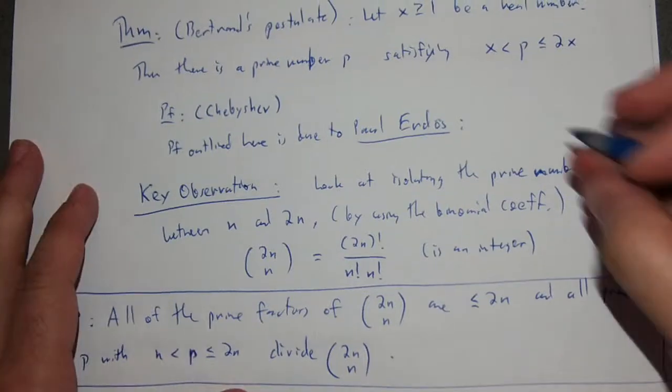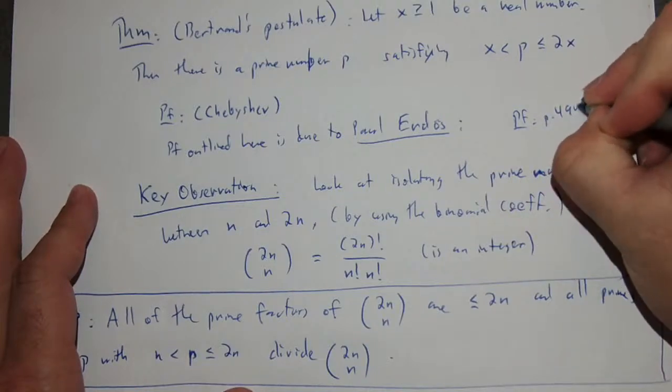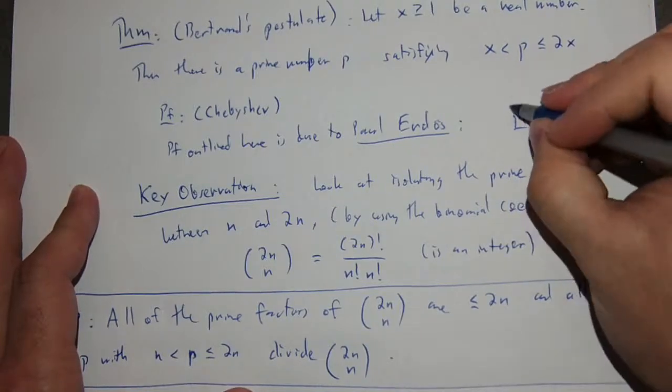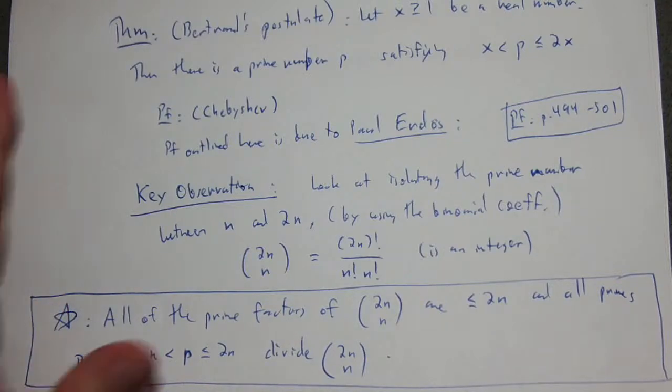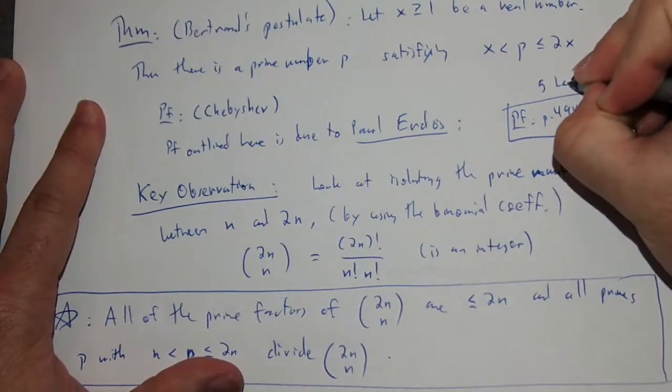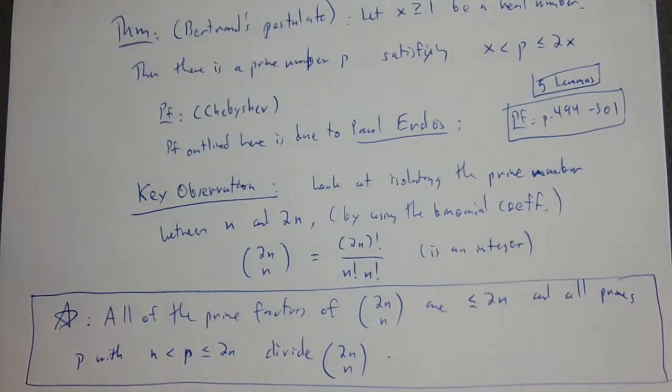So the proof is from page 494 to 501. If you wanted to have a look at how it's done, 5 lemmas are used. So if you take the lemmas as being true, you don't need their proof, then you can get the proof of this thing down to like 2.5, 3 pages, basically.